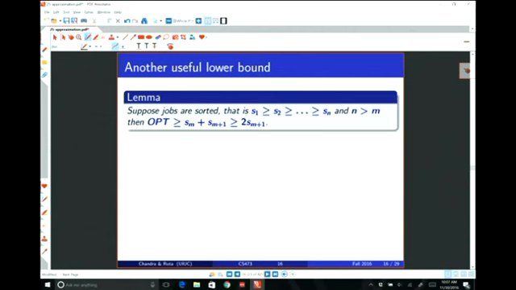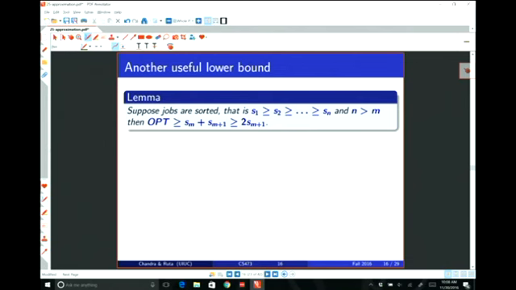Suppose we sort the jobs in decreasing order, S1, S2, up to Sn. And for simplicity, assume that n is bigger than m. If n is less than or equal to m, the problem is easy, you just put one job on each machine. So the interesting case is when n is bigger than m. Then I claim opt has to be at least the size of the mth job plus the size of the m plus first job, combined.